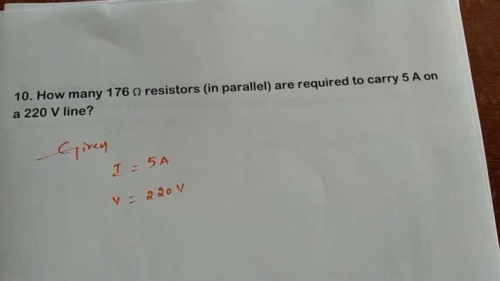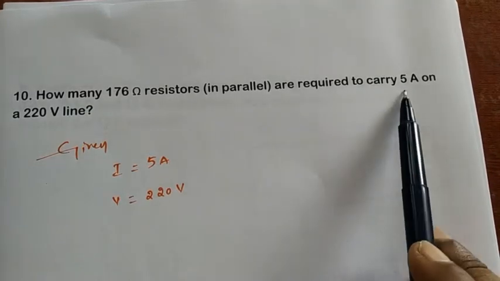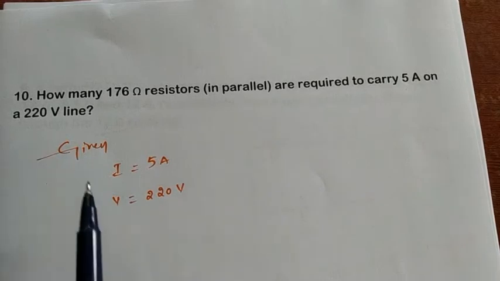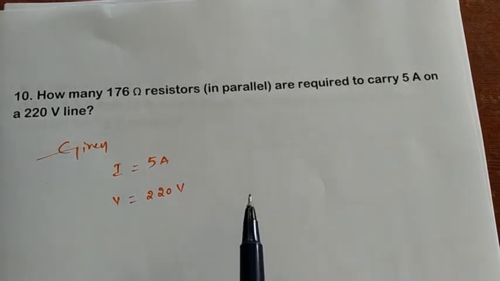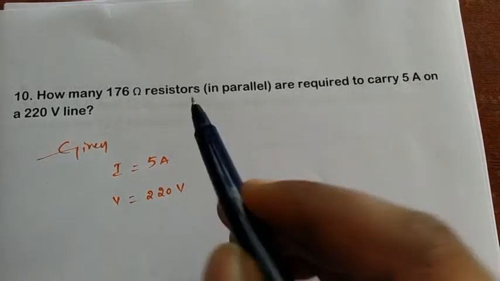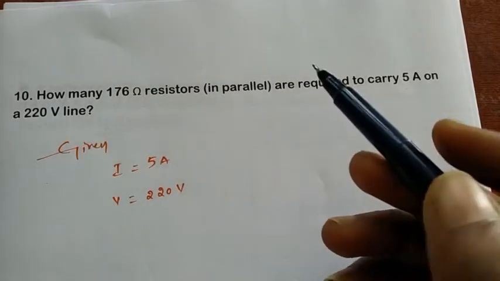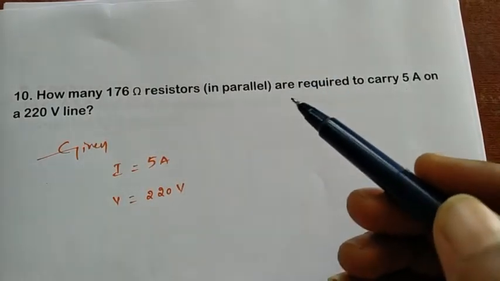How many 176 ohm resistors in parallel are required to carry 5 amperes on a 220 volt line? So, what are the given terms? This is 5 amperes, that is current, and voltage, which is 220 volts. Okay, so we have to connect the resistances in parallel. So what is the equivalent resistance if you connect it in parallel?